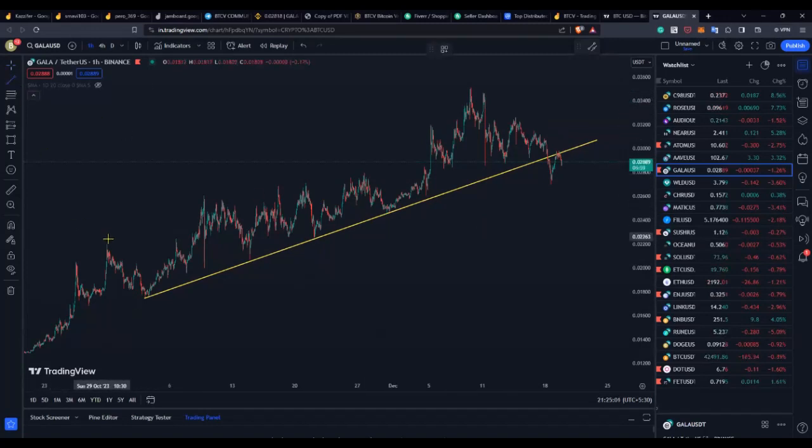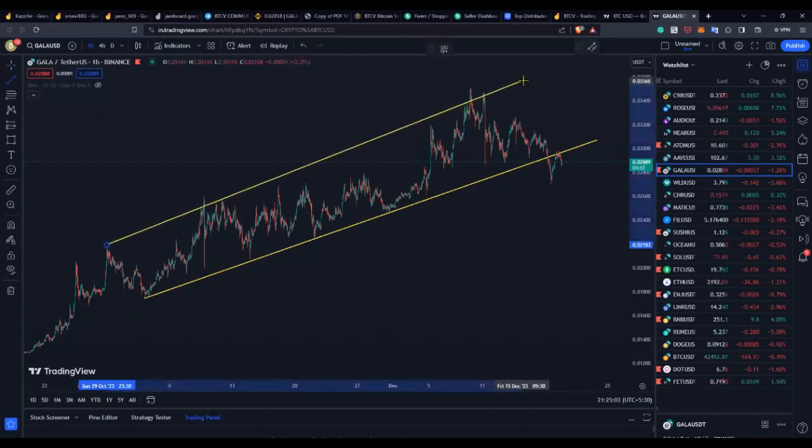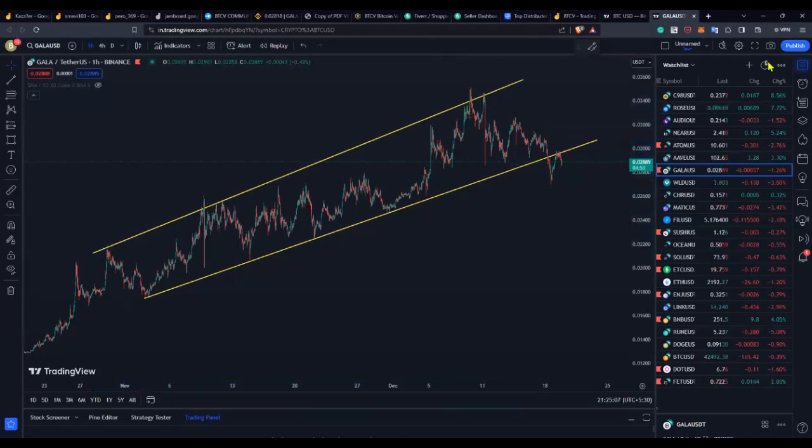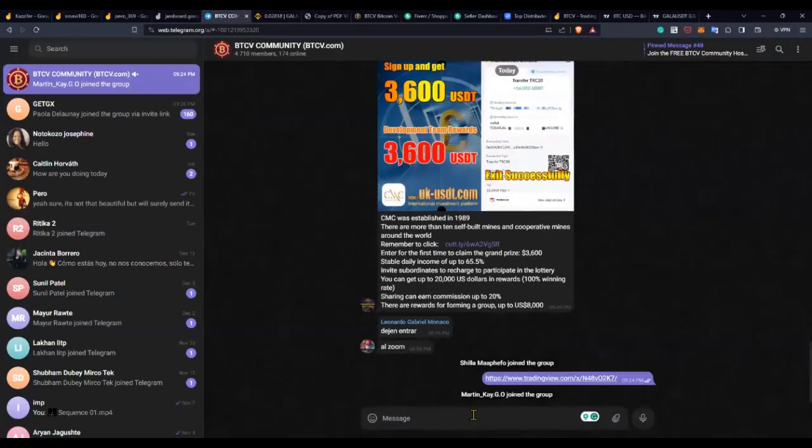I can draw multiple trend lines, of course, if I want to. Let's say this is also a trend line. Okay, let's play with it. Again, click on the take a snapshot option, copy the link, and send it in the group. You can send it in the group.